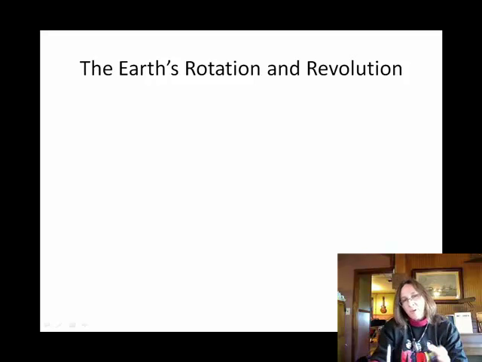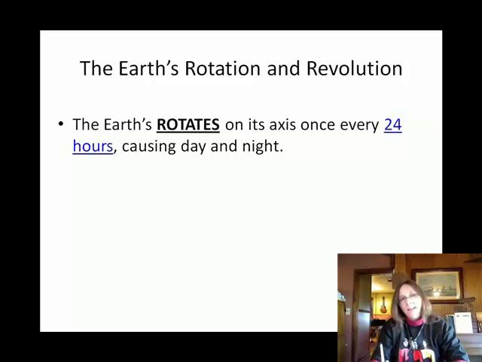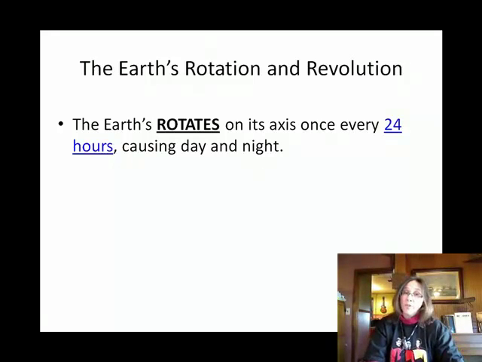So we need to make sure that we're all on the same page with regard to the terms rotation and revolution. And I think already in my lectures recently I've talked about these two terms. The Earth rotates or spins, that's a synonym, completes one rotation on its axis about every 24 hours.